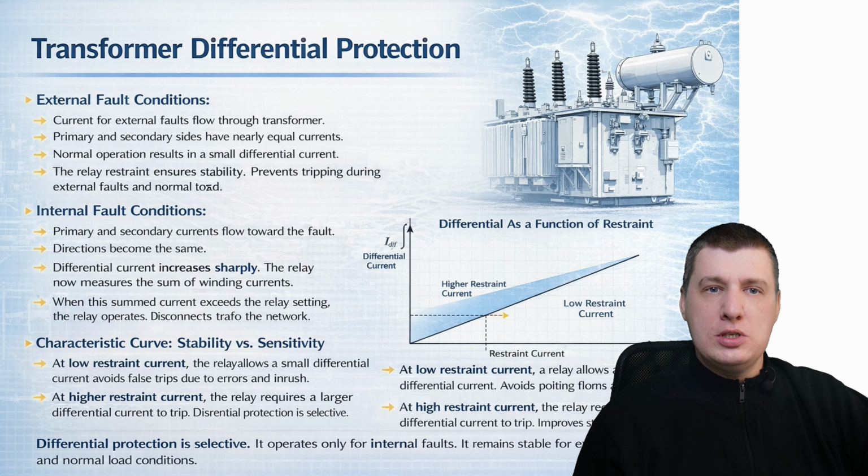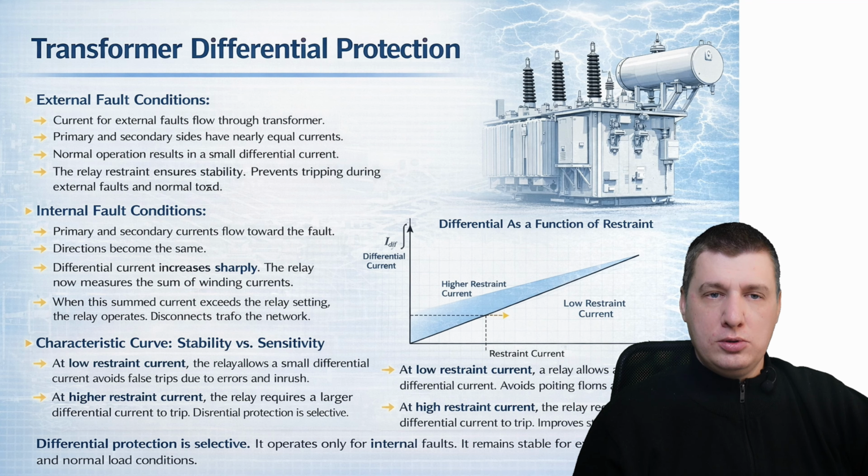For external faults, this current remains close to zero. Small differences come from measurement errors and transformer ratio mismatch. The relay restraint settings ensure stability. They prevent tripping during external faults and normal load conditions.